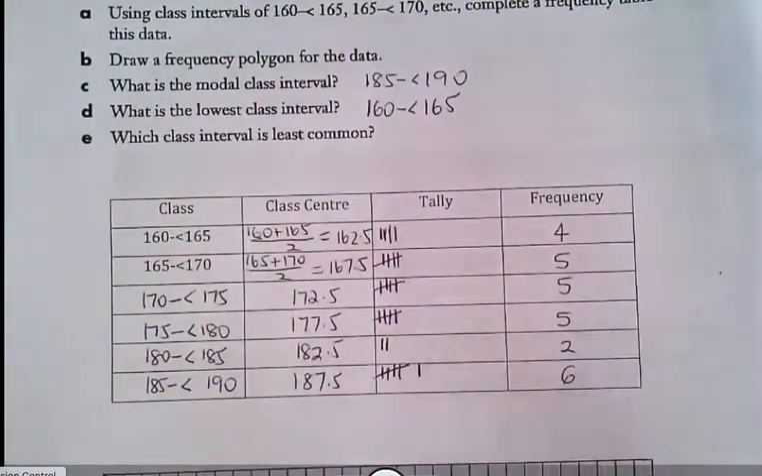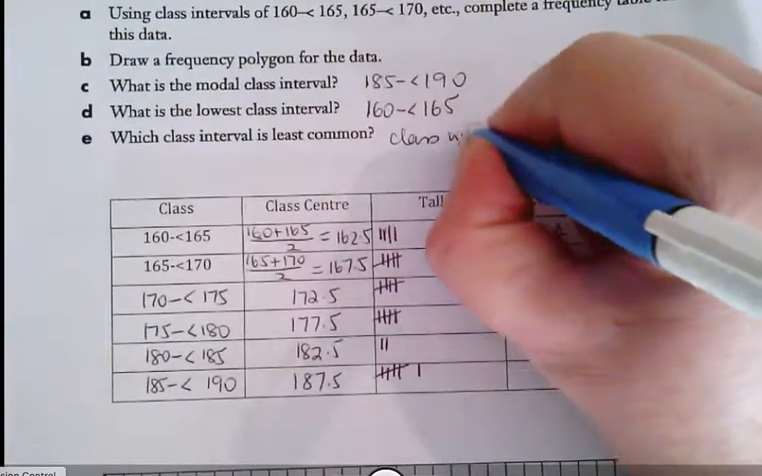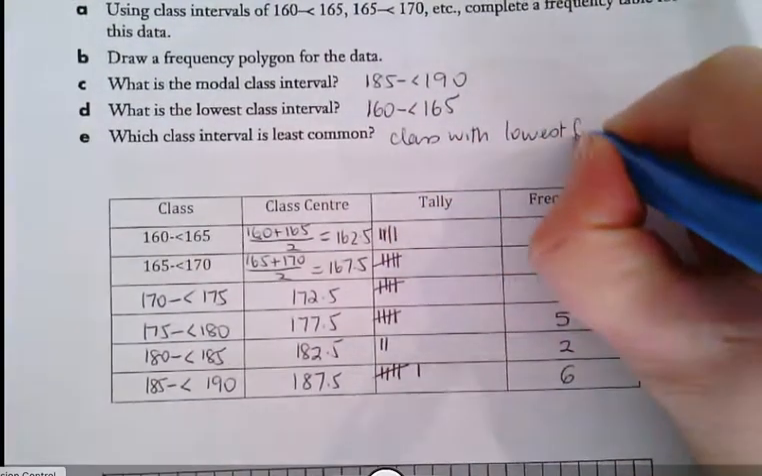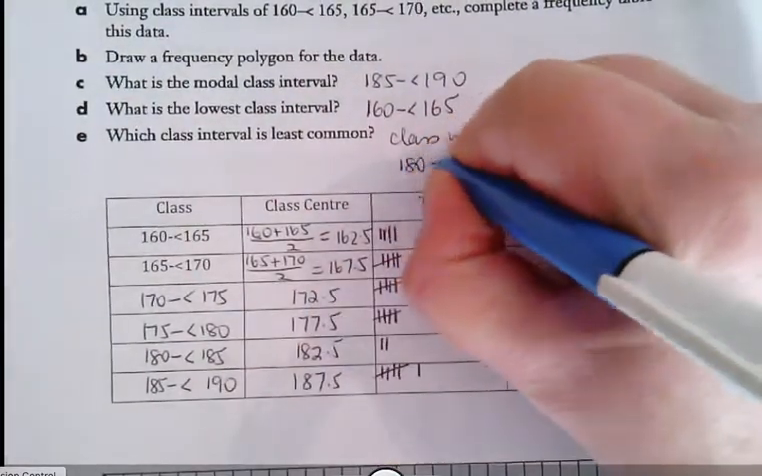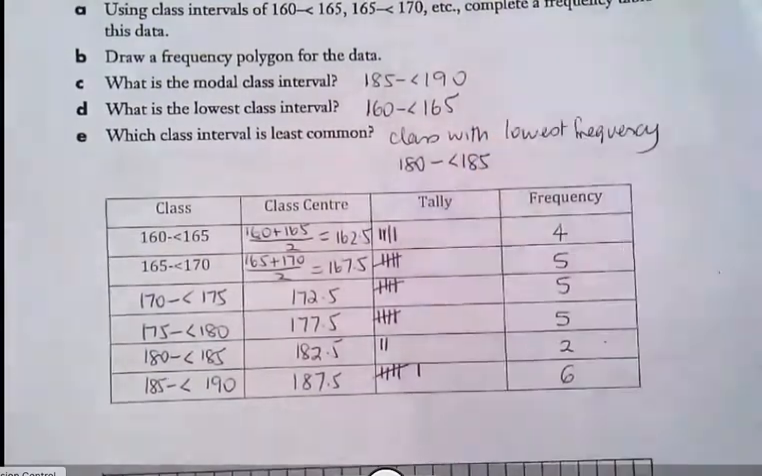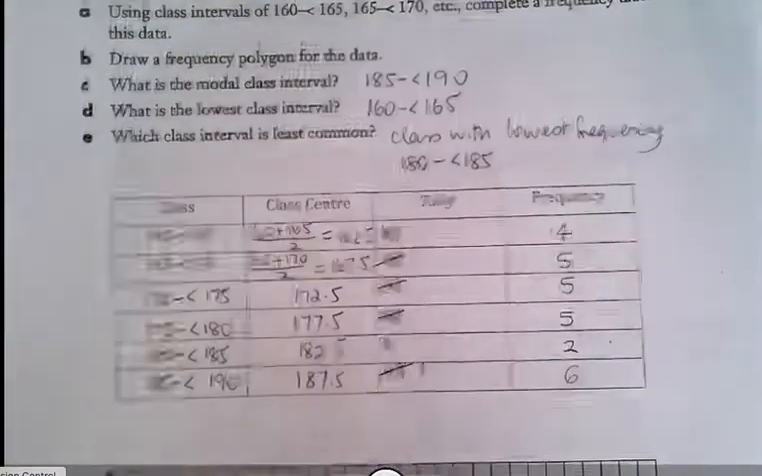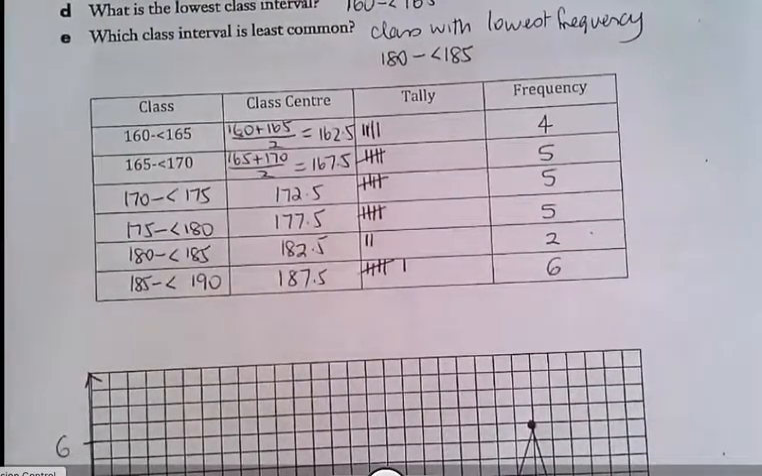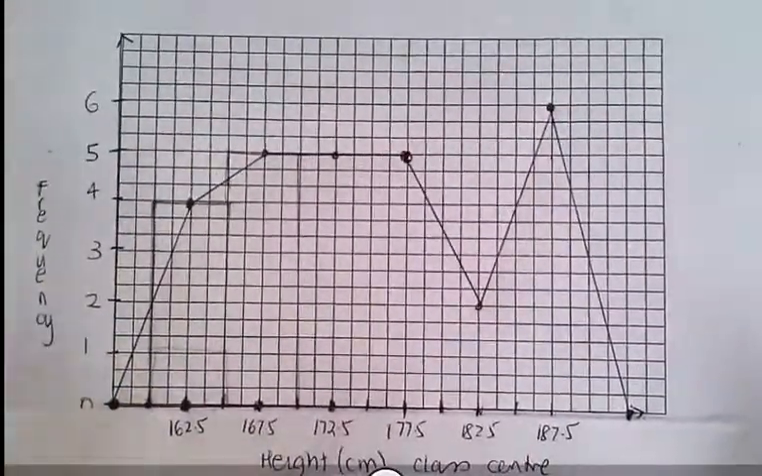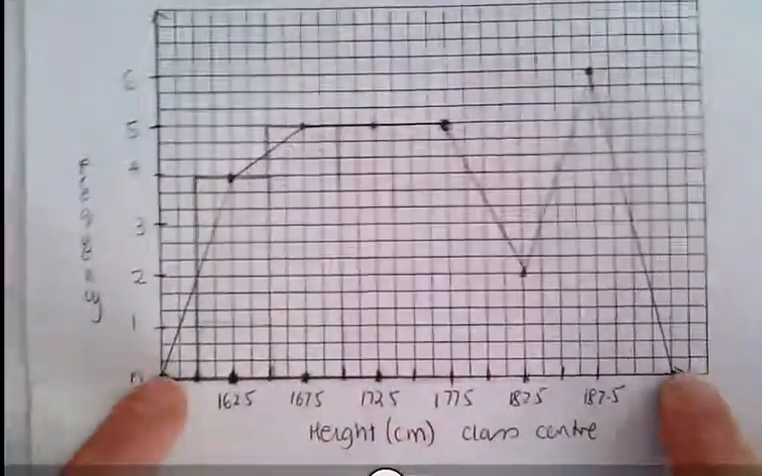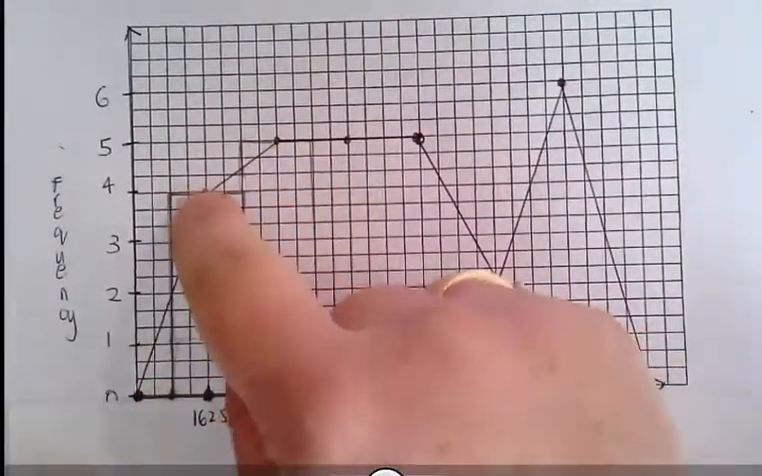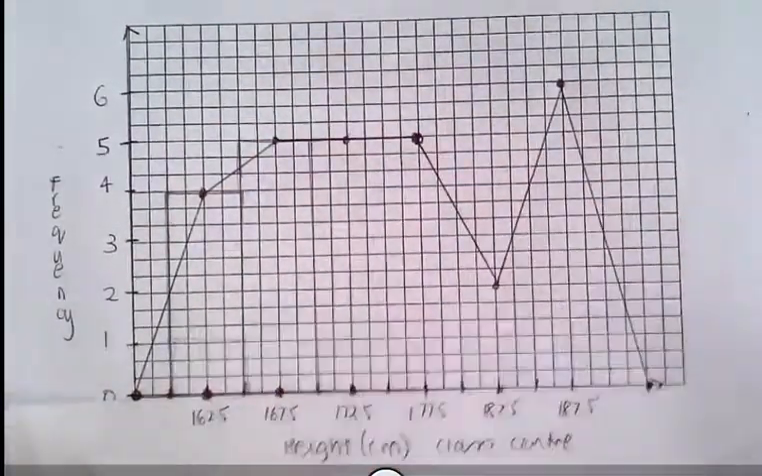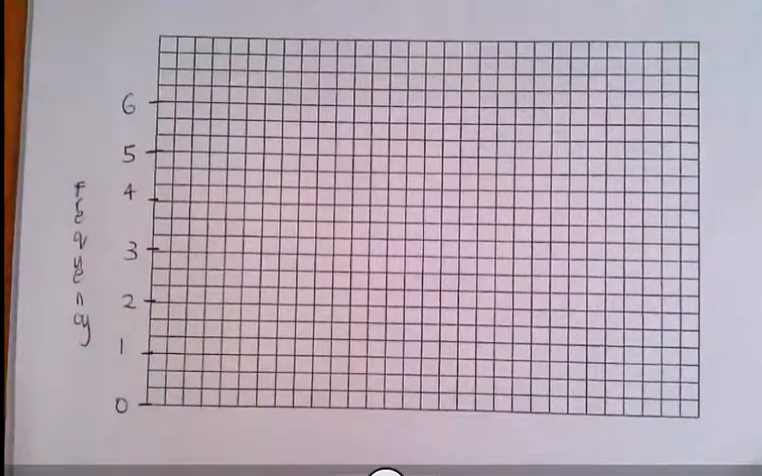And which class is the least common? That is the class with the lowest frequency, which is what I was just talking about, 180 through to less than 185. Okay, that's the end of this lesson on histograms and polygons. Make sure you label your axes, and as I said, start and finish on the horizontal axis. If there was a histogram, the polygon would join the top centers of each column.